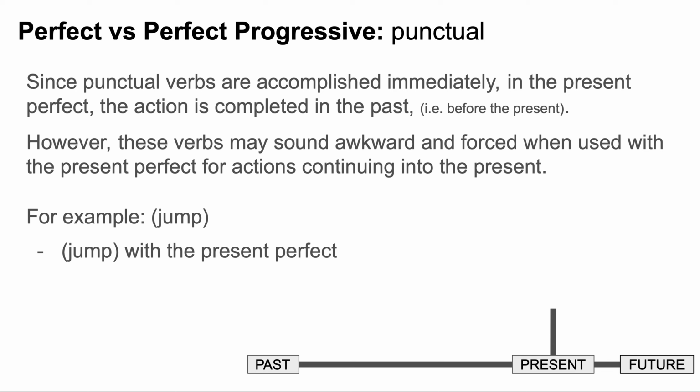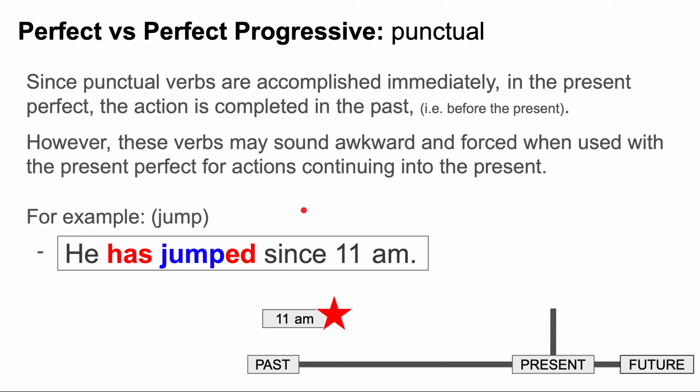However, these verbs may sound awkward and forced when used with the present perfect for actions starting in the past and continuing into the present. For example, jump with the present perfect. He has jumped since 11 a.m. Again, the action does not progress through time, so it occurs only once.